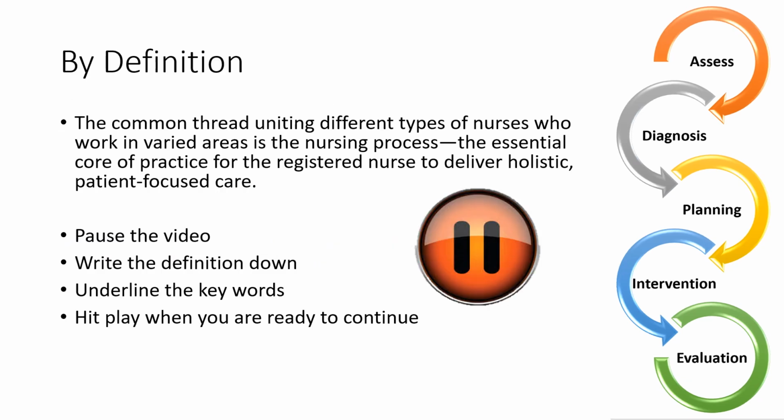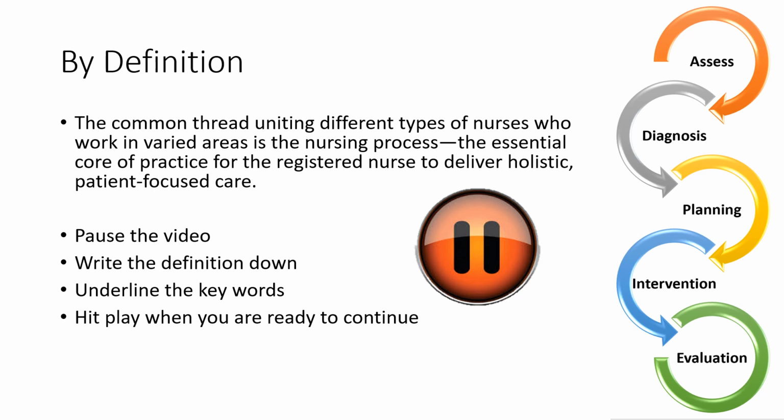The American Nurses Association says the common thread uniting different types of nurses who work in varied areas is the nursing process, the essential core of practice for the registered nurse to deliver holistic, patient-focused care. Now I want you to pause the video, write that definition down, and underline what words feel like they are keywords to you. When you're ready, hit play to continue.